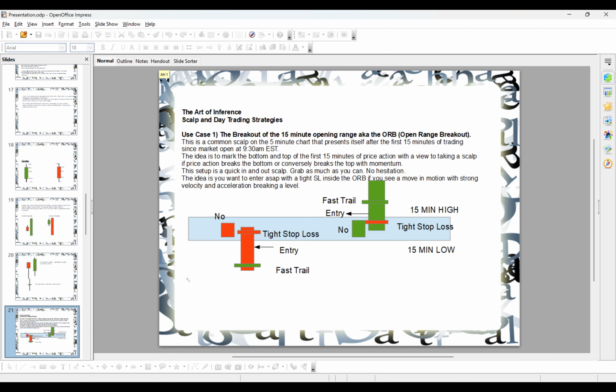I scalped it. I think I scalped $5. I know you guys are laughing at me. I scalped $5, I think, in 4 seconds.